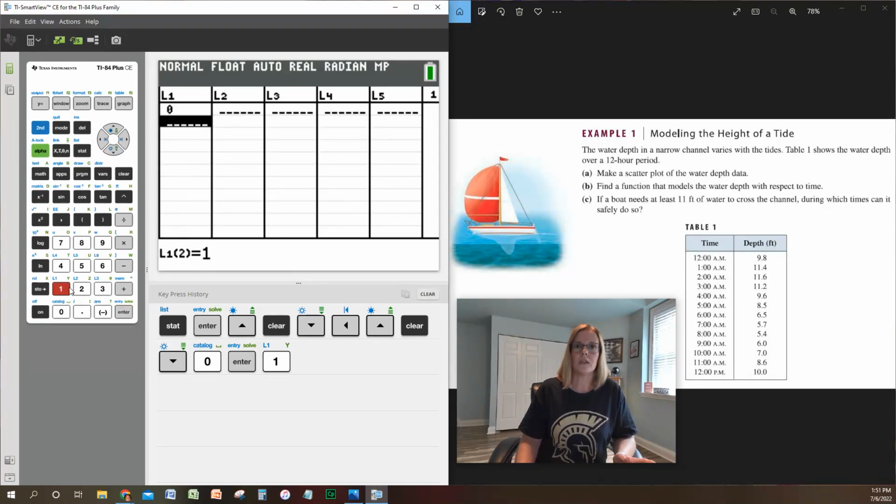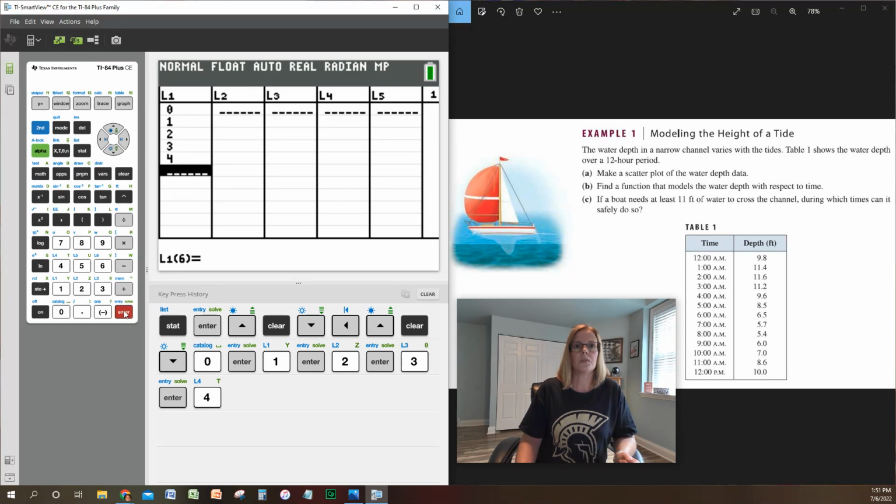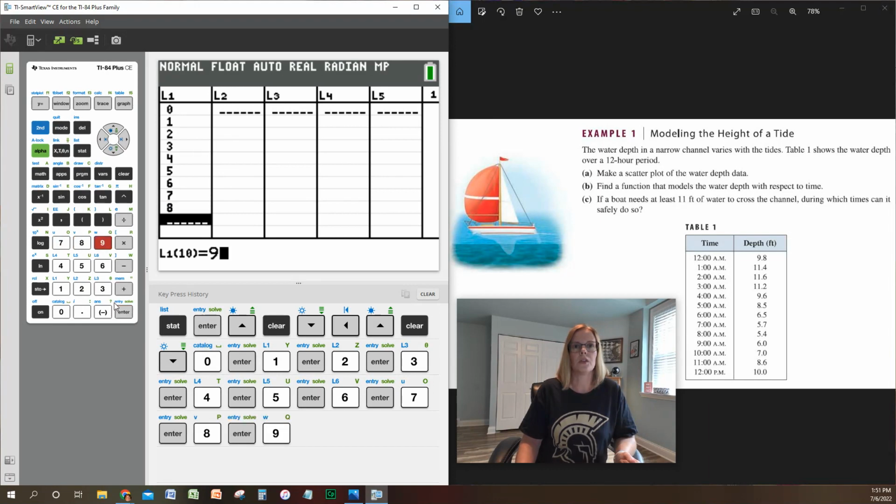And then I'll put 1 in because 1 a.m. is the first hour. And I'll put 2 in because 2 a.m. is the second hour, and so on and so on. So to enter the numbers into your list, you just type the number and you hit enter. And I'll try and go quick here. You can fast forward through the video if you need to.